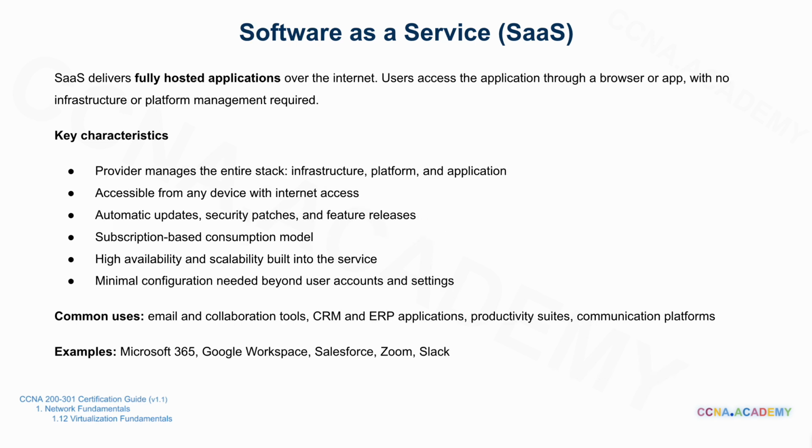SaaS delivers complete applications over the internet, fully managed by the provider. You don't manage servers, storage, or even the platform. Everything is handled for you. Users just log in and start working. SaaS covers things like email, collaboration tools, CRM systems, and productivity apps. Popular examples include Microsoft 365, Google Workspace, Salesforce, Zoom, and Slack. It's the simplest cloud model from a management perspective.